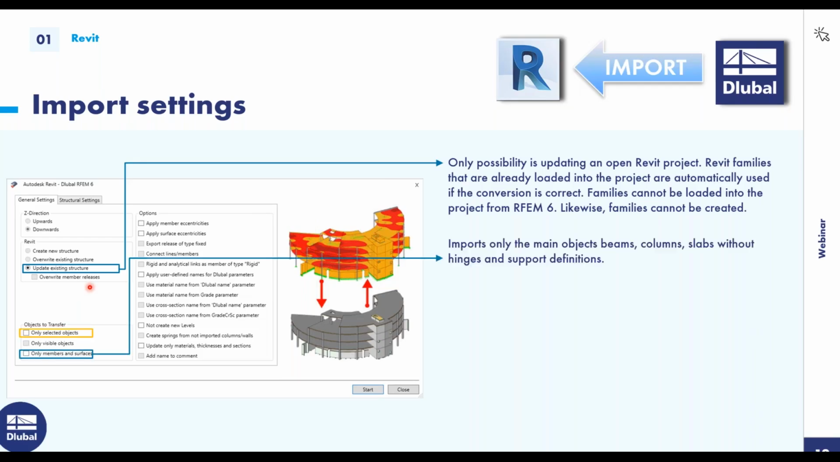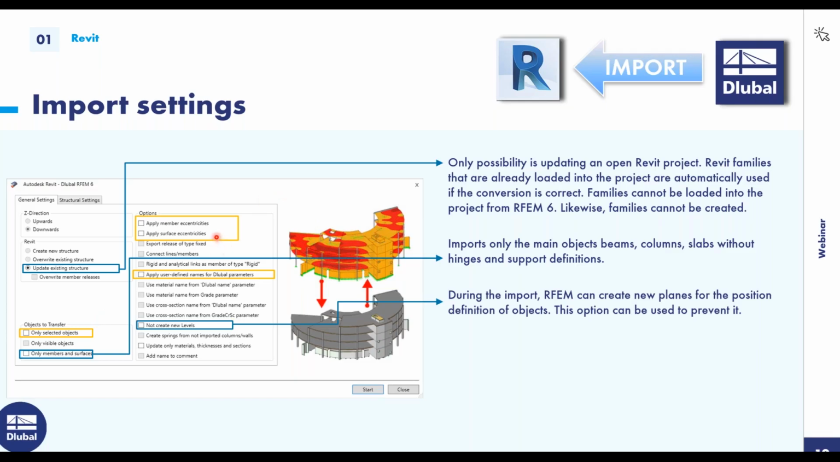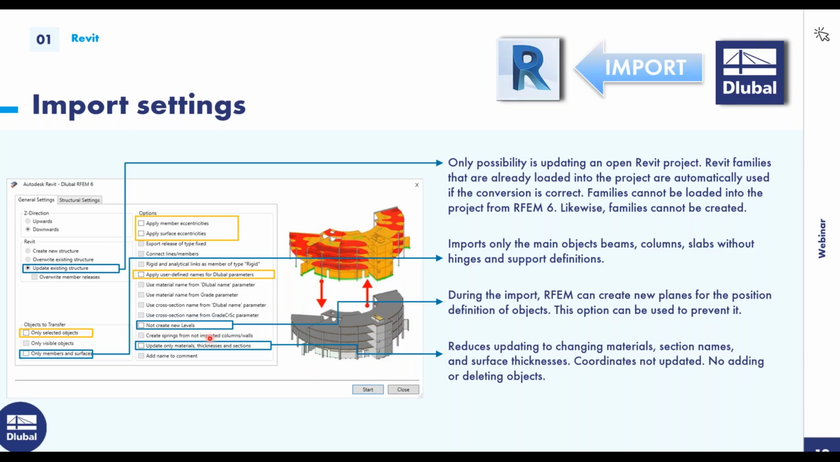Then there are also some functions for controlling the amount of transfer that you do. This would allow you right now to transfer some of the objects. This is also still a little bit under construction, but you do have the option to only transfer members and surfaces if you'd like. And then we have some other options that are also still under construction. The options for eccentricities, which are shown here, are not available yet.